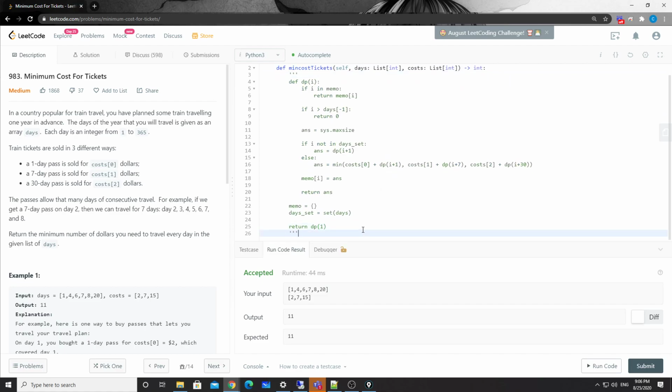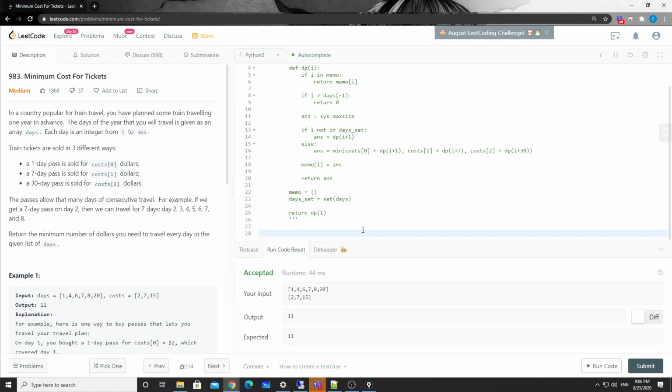Okay, let's do a bottom up. So like I said, the bottom up is always looking backwards. Actually, the diagram I was drawing on the screen was for the bottom up, because I was using the I minus 1, I minus 3, or I minus 7.